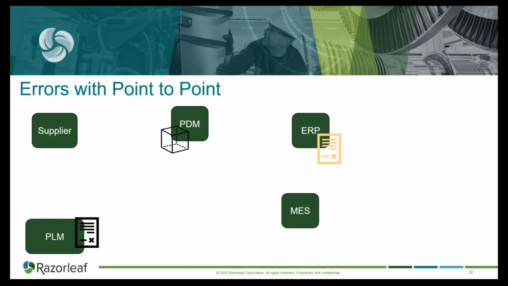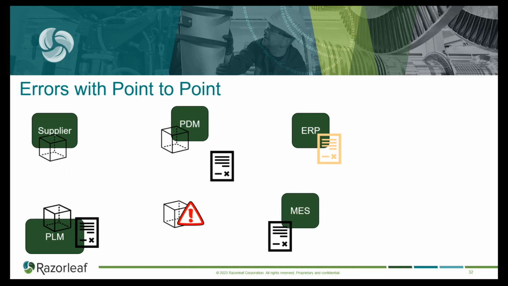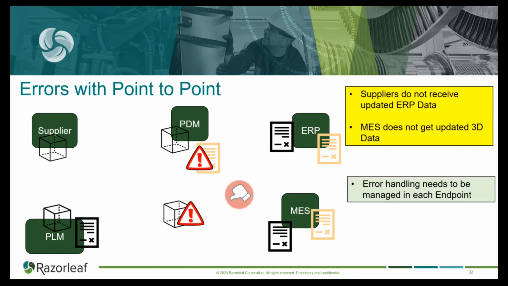Now let's look at the same events, but what happens when there is an error sending the data from ERP to the supplier and MES does not get the updated data? Errors like this can cause huge impacts on manufacturing if they're not aware that the step file or the 3D data was not updated. Suppliers also may not have the material change that was part of the ERP data sent with the new revision.